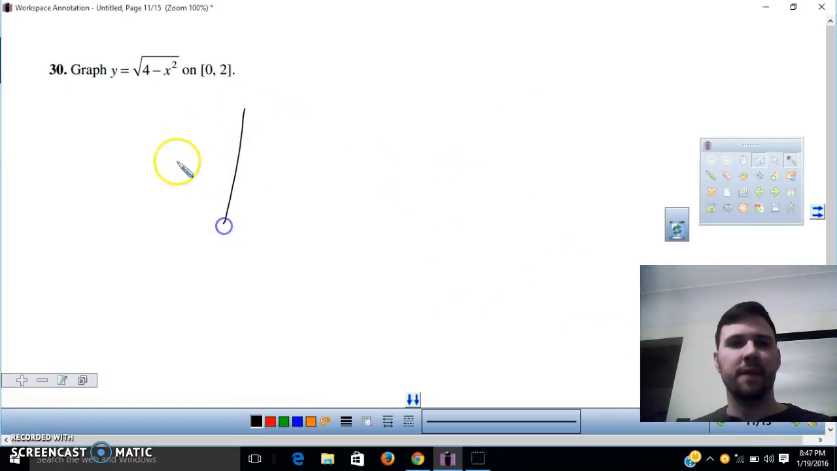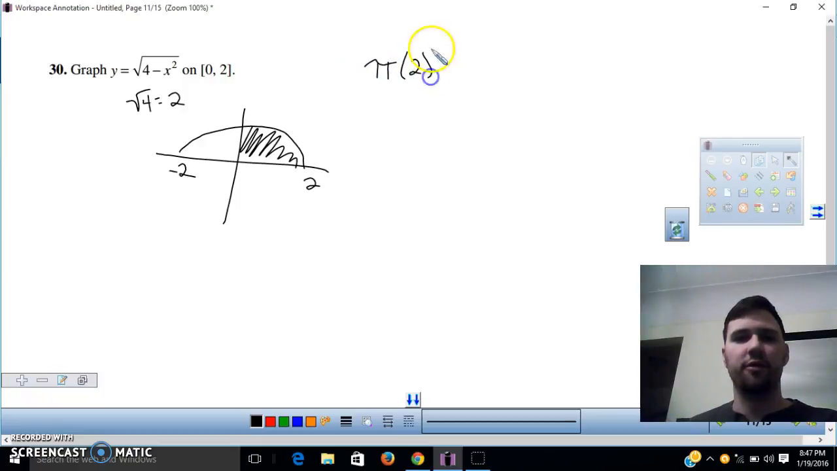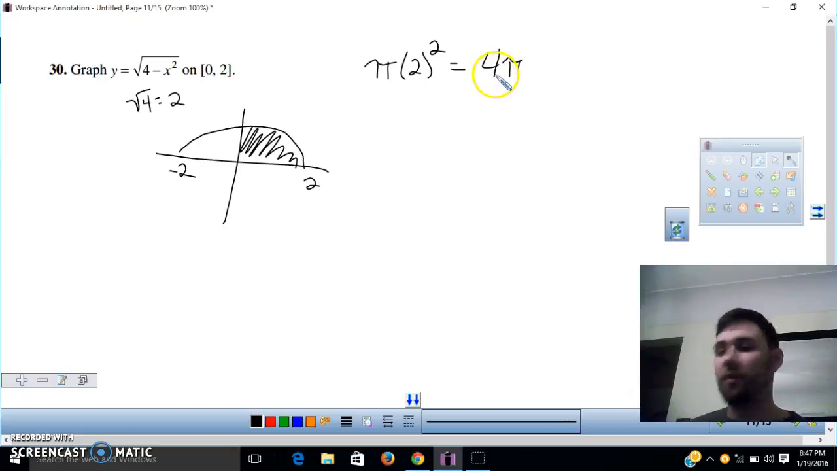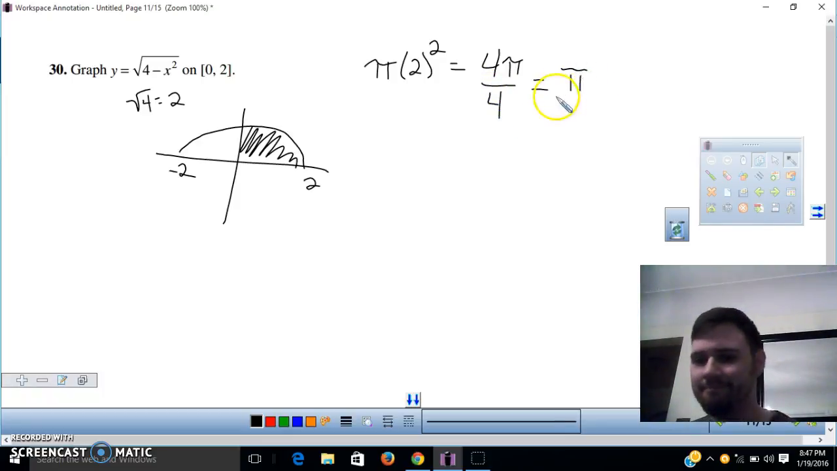Alright, on this one, you should know that that's a circle that goes from -2 to 2. We're finding the area of a quarter of it. So my radius is the square root of 4, which is 2. So I do pi times 2 squared, get 4 pi. Now I'm only doing a quarter of it, so I'm going to divide by 4, and I get pi. Ta-da! Pi.